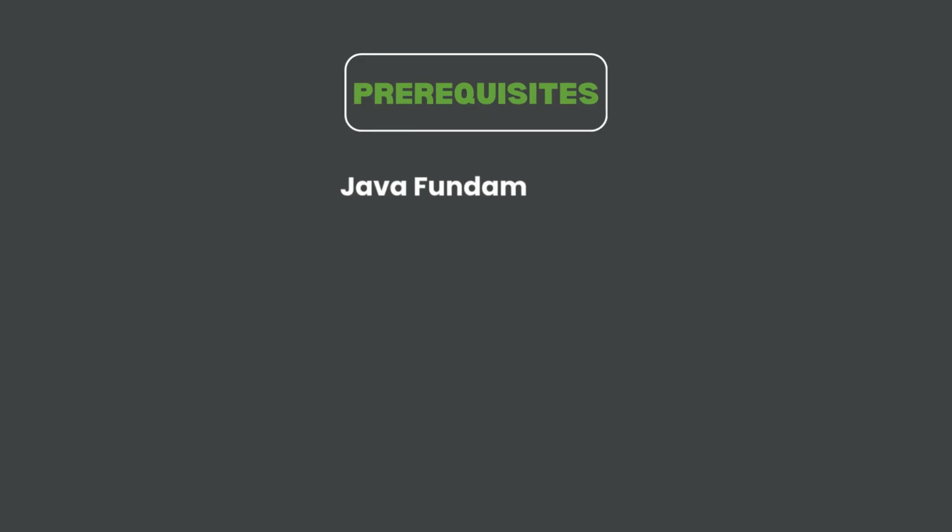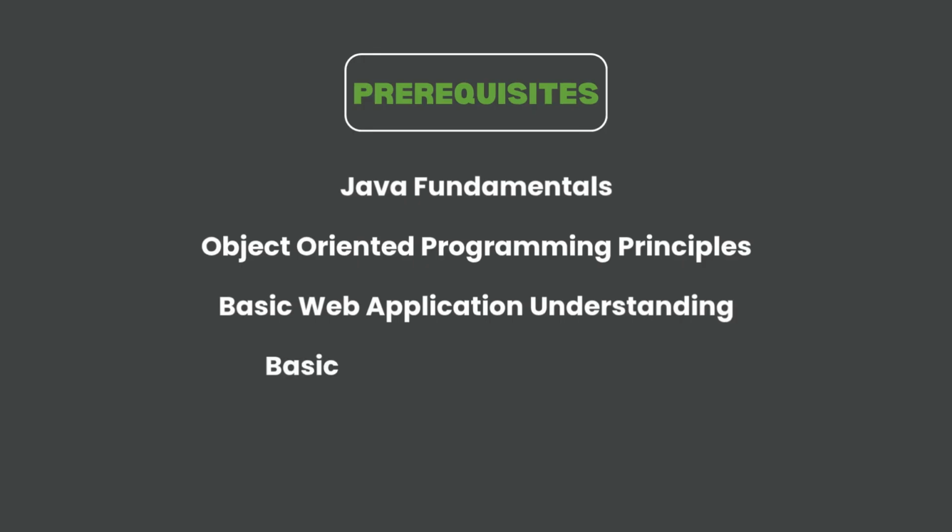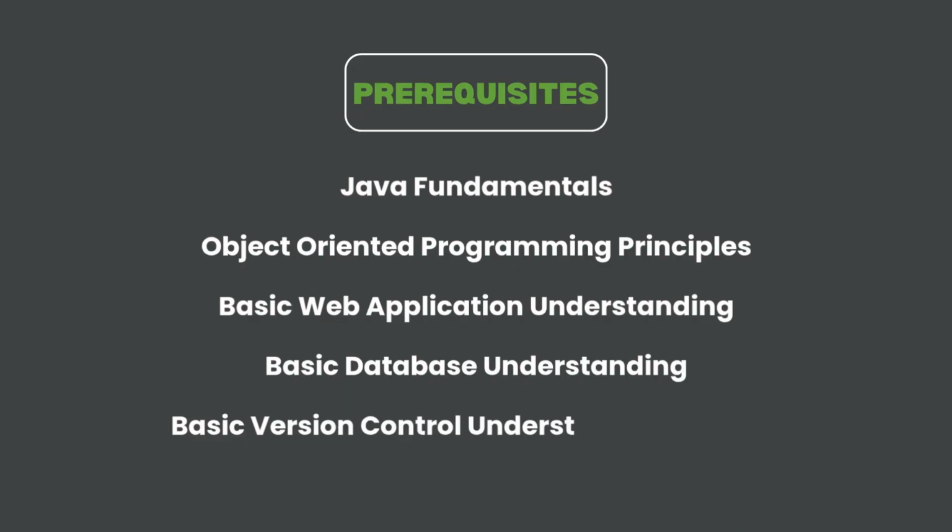For the prerequisites in this particular series, you're looking at Java fundamentals, object-oriented programming principles, your inheritance, your polymorphism, abstraction, and things like that, and also basic web application understanding on how web applications behave, or if you've used HTML, CSS, JavaScript, and things like that. Basic database understanding. This will be querying a database, creating a table, adding columns, inserting data into the database, retrieving data from a select, and finally some version control understanding like your Git or similar version control.